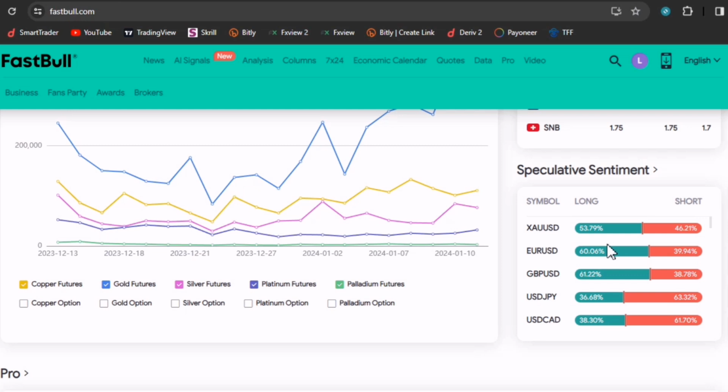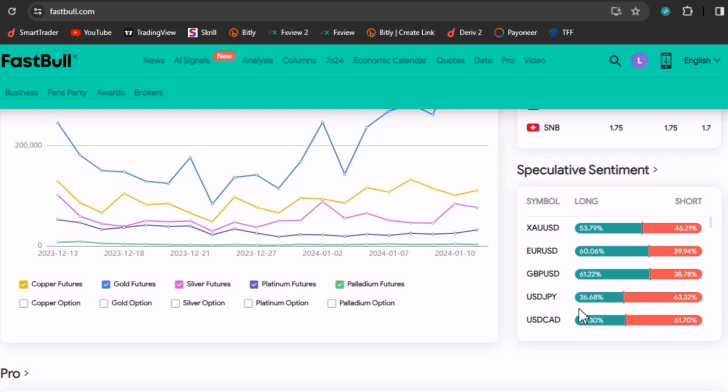Right here, you are supposed to look for a pair that has a great difference between the blue part and the red part. If there's not much difference, just like here on gold, it means that pair is not trending. If you place a trade or find an entry on such a pair, you are very likely to be disappointed. So what you are supposed to do is find the pairs where there's a difference of at least 60%. Then you know that pair is trending.